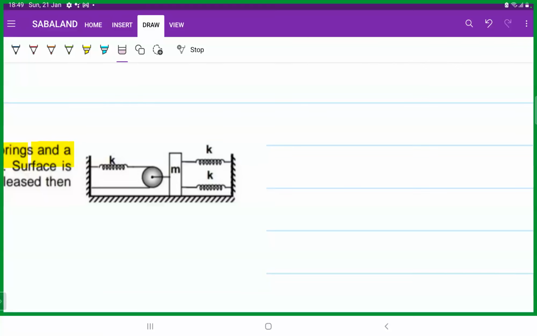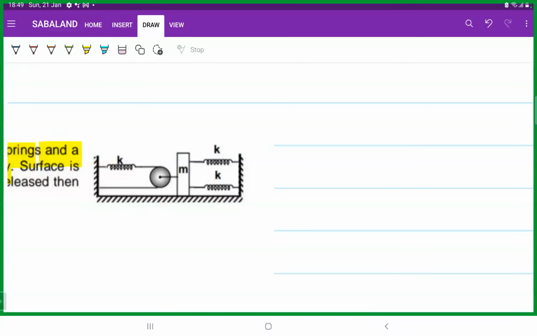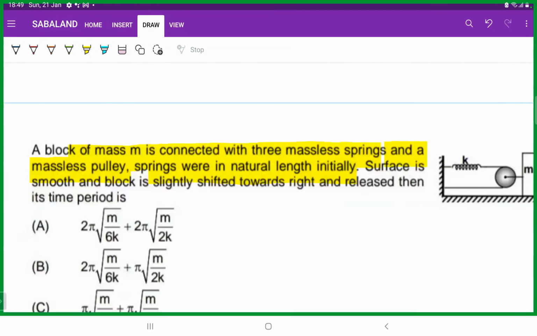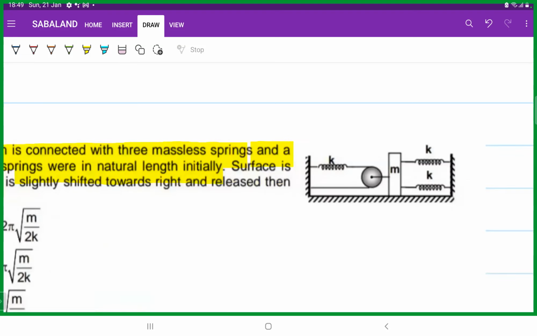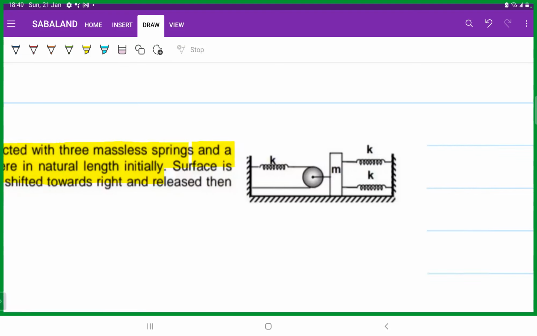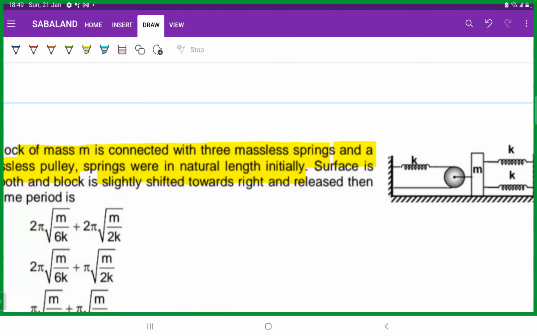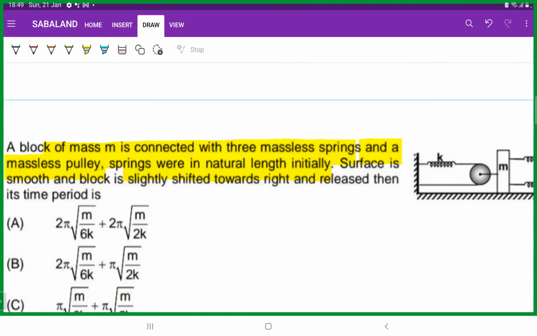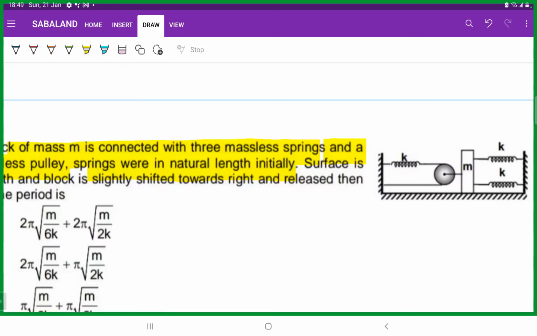Hi everyone. So we have a good question from the chapter of simple harmonic motion. So let's go through the question once to understand the information which has been given in the question. The question says that a block of mass m has been connected with three massless springs and a massless pulley. The springs are initially in natural length.